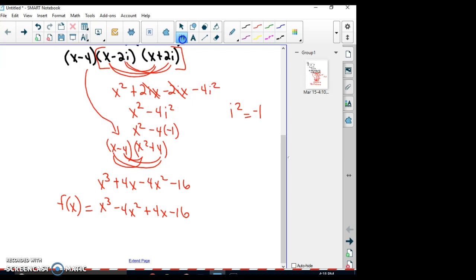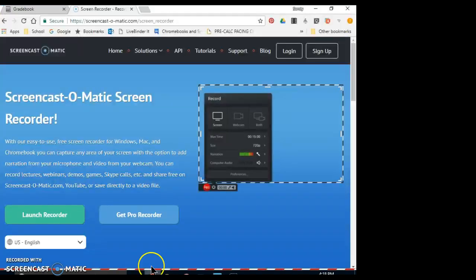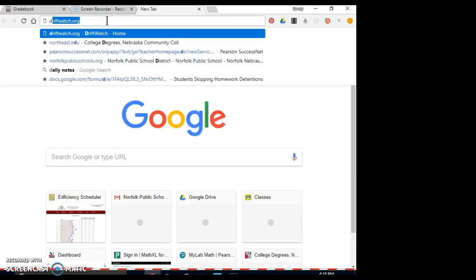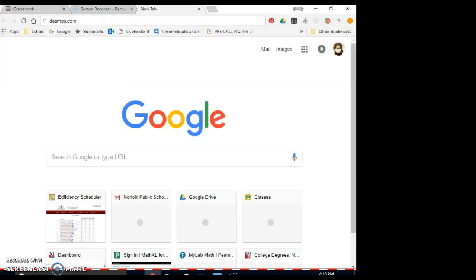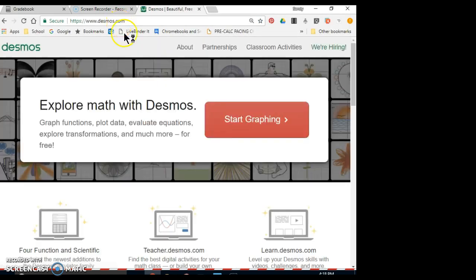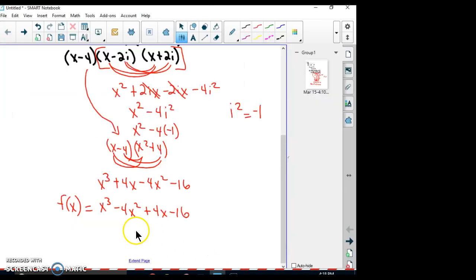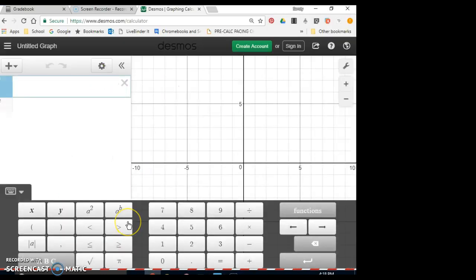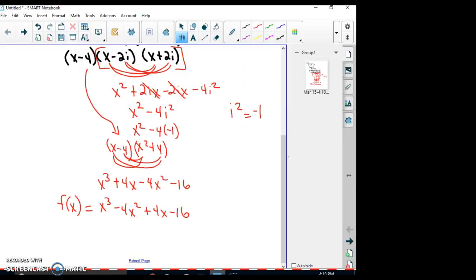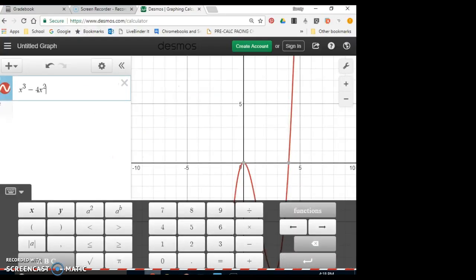So I'm going to take this and type it into a graphing calculator or into Desmos. So I'm going to use Desmos. I'm just going to go to desmos.com. And I'm going to type in x cubed minus 4x squared plus 4x minus 16. So x cubed minus 4x squared, and it was plus 4x minus 16.